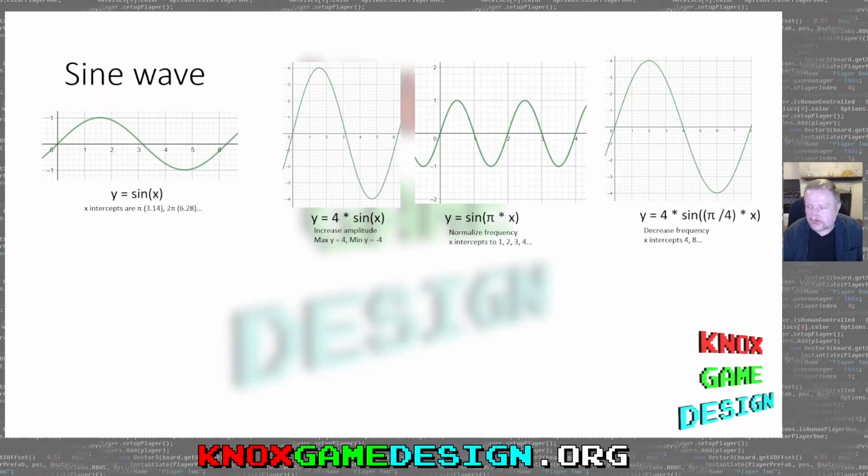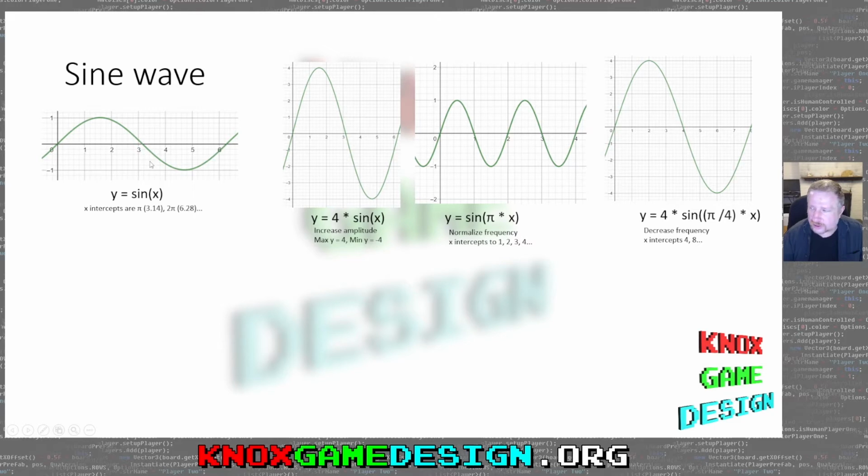Okay, so here's the next one, a sine wave. On the left here, you've got the basic sine wave, y equals sine of x. It starts at 0 and crosses over the x-axis at pi, 3.14. Then it crosses again at 2 pi, 6.28. And it has a maximum of 1, an amplitude of 1, and a minimum of -1.